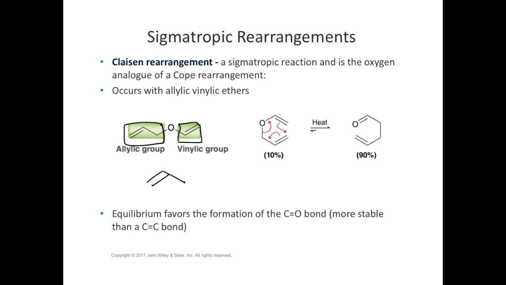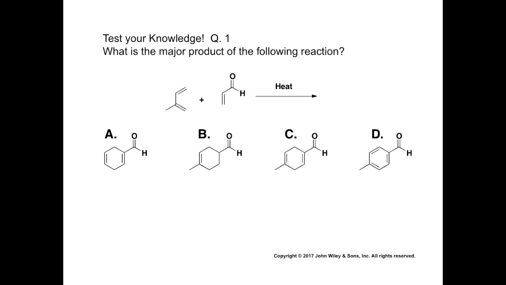And in this, you're going to, again, just simply rearrange. This pi bond forms a new sigma bond, this pi bond moves over, and this sigma bond breaks, creating a new pi bond. So in this, you actually get the aldehyde as your product. An equilibrium here favors the formation of that carbonyl because it's stronger and more thermodynamically stable than a carbon-carbon double bond. Now test your knowledge.